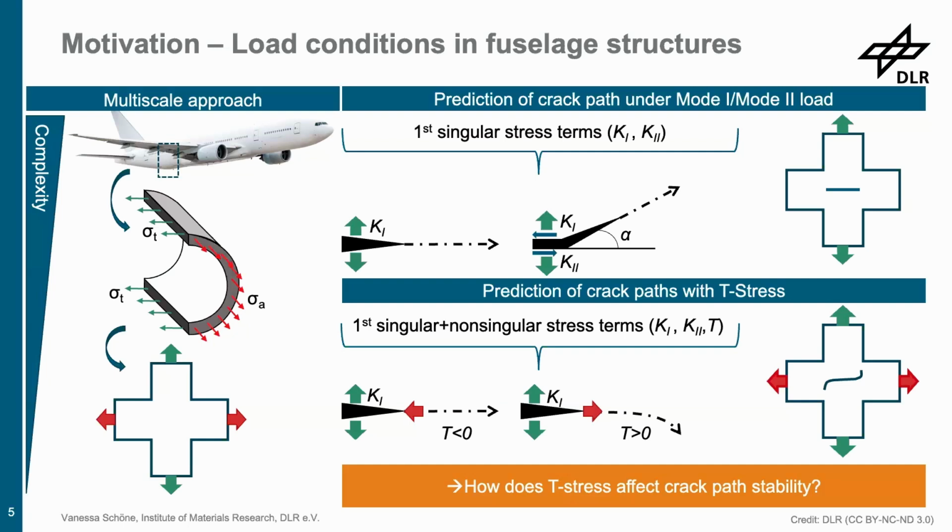While there are some methods to predict the crack path under mode 1 and mode 2 load in uniaxial load cases, sometimes those predictions don't match with the experimental results. This is mainly because the T-stress often gets neglected, but it does have an impact on the crack path. So the key question here is, how does the T-stress affect our crack path stability in a biaxial load case?